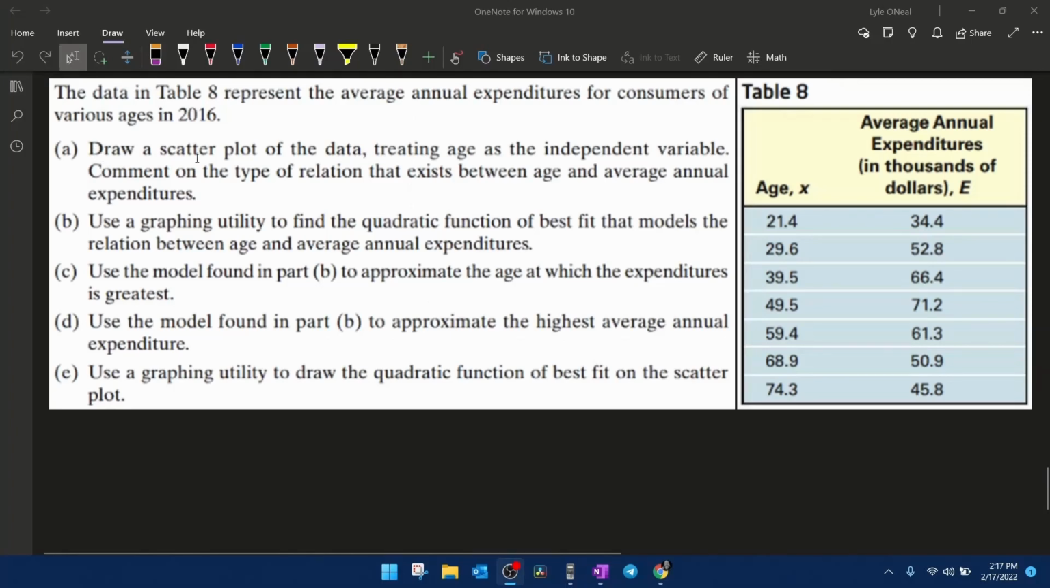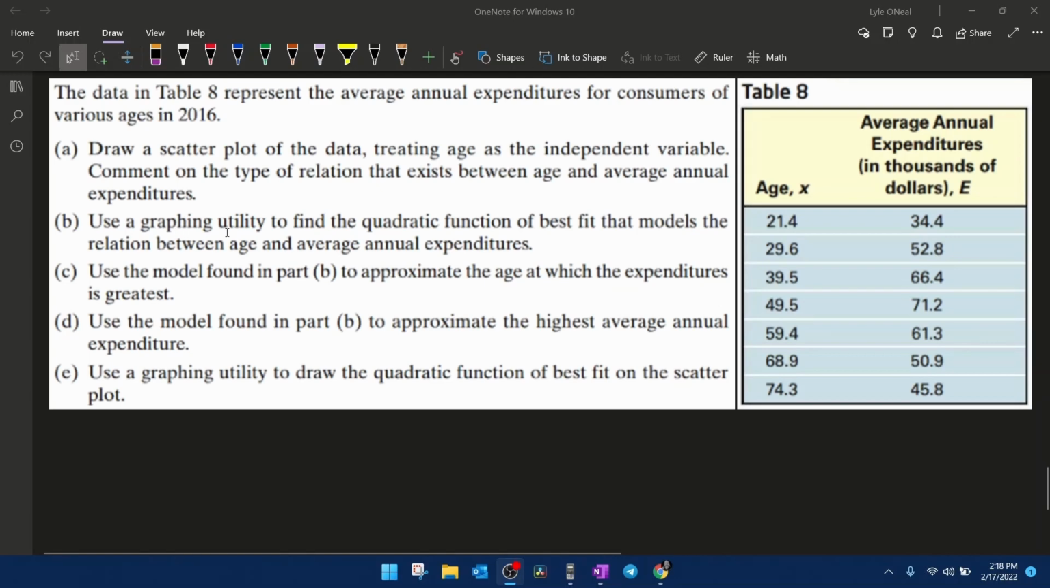And again, as far as answering this question, to draw the scatter plot, you can draw that by hand. You can use graphing paper. I don't see any reason why you wouldn't be able to use Desmos to get an appropriate estimate of what the graph looks like.